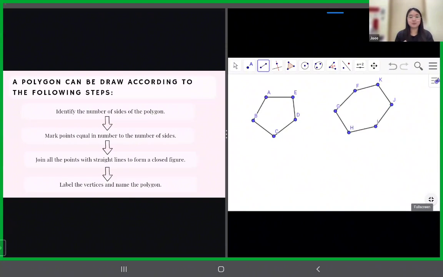So after you're done, also label the vertices and name the polygon. So for this polygon, we will name it hexagon because it has 6 sides. Okay.